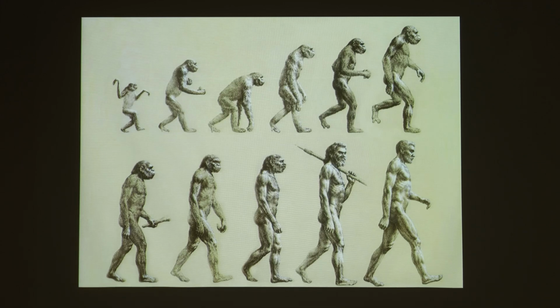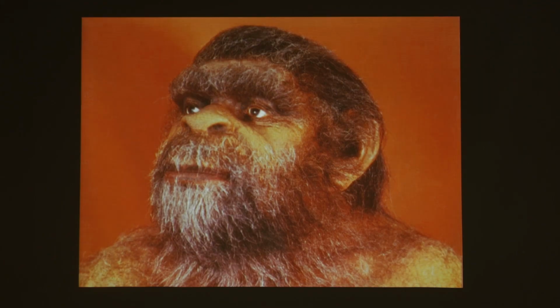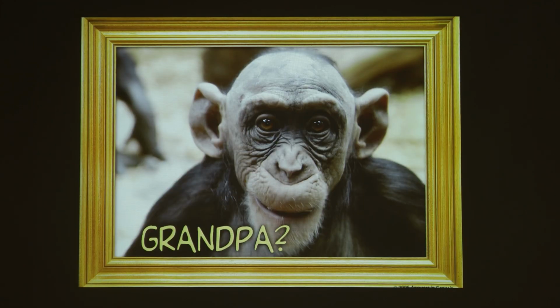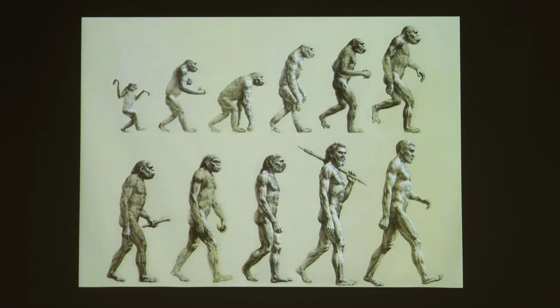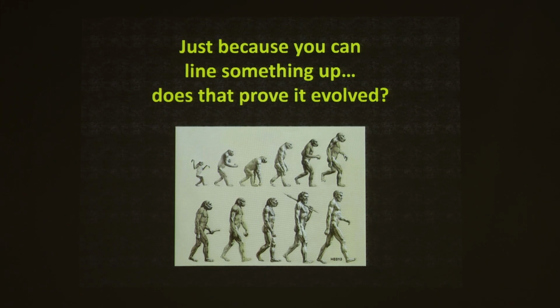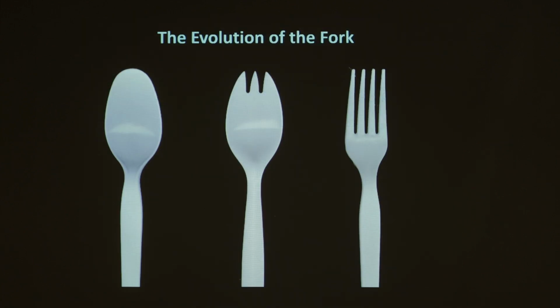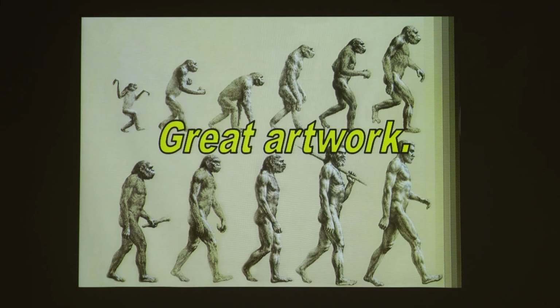Oh, but what about charts such as this? Surely we've seen things like this, that mankind came from apes. That's Uncle Harry, right? And there's Grandpa. But first of all, just because you can line up things like this, does that prove that they evolved? Does this prove how the fork came about? First there was the spoon, and then there was the fork. No, just because you can line things up doesn't prove that it evolved.